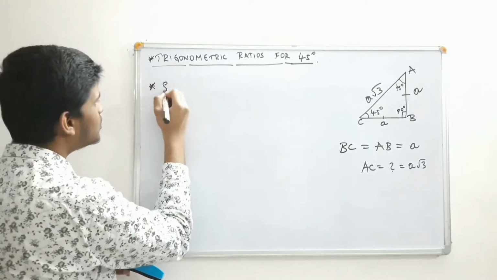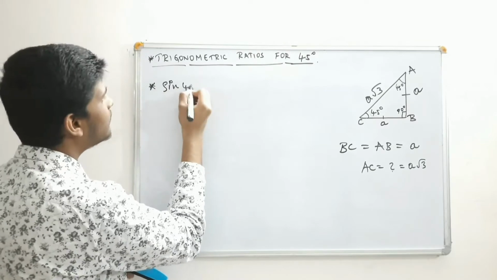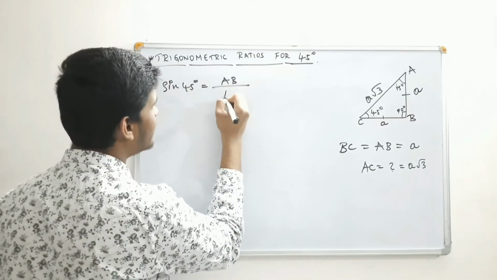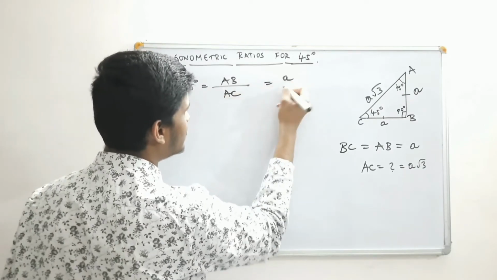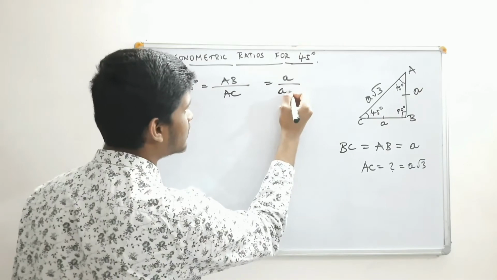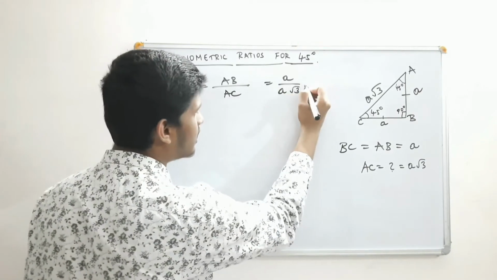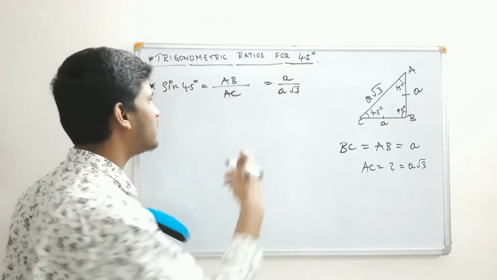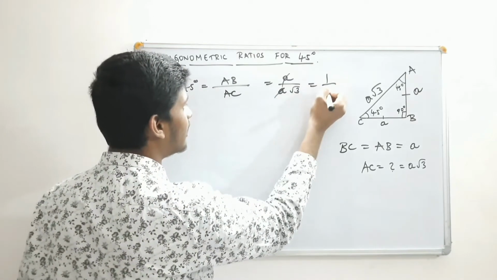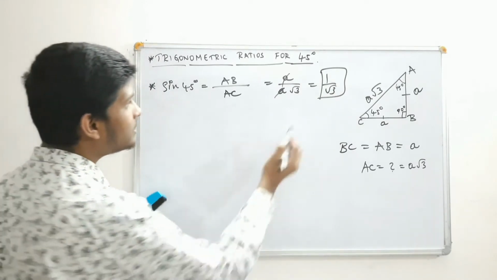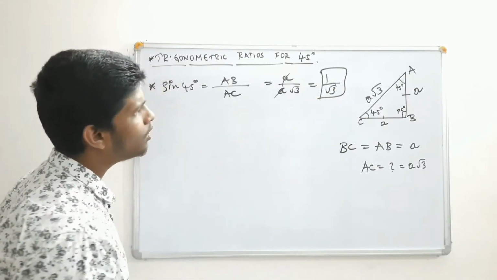First and foremost ratio we should find is sine 45 degree. You know sine 45 degree is the opposite side, that is AB divided by AC. So here AB is A, and AC is A root 2. A gets cancelled, so we get 1 by root 2.